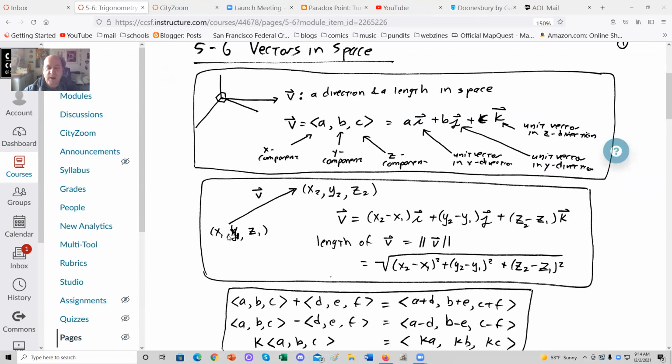If the vector goes from x1, y1, z1 to x2, y2, z2, then the vector has components (x2 minus x1) i plus (y2 minus y1) j plus (z2 minus z1) k. So as before, it is a sum of displacements, in this case, in three-dimensional space.